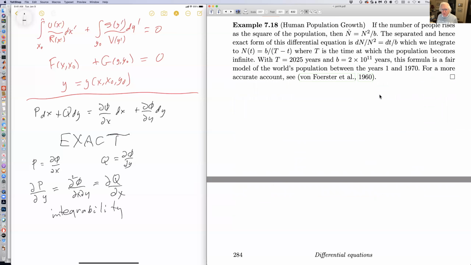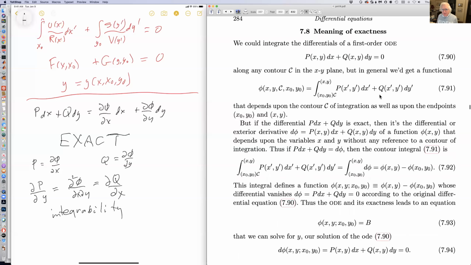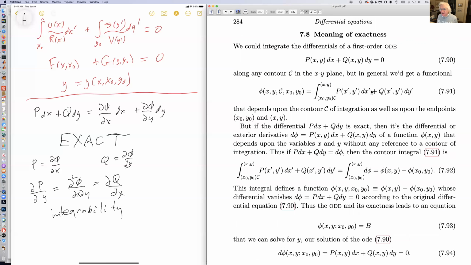Human population growth, well, okay, you can read that example on your own. The meaning of exactness, well, we've only got a couple of minutes. I will mention this quickly, and then I'm going to do this again on Tuesday. Basically, we can integrate this differential along any contour. But what do we get when we do that?